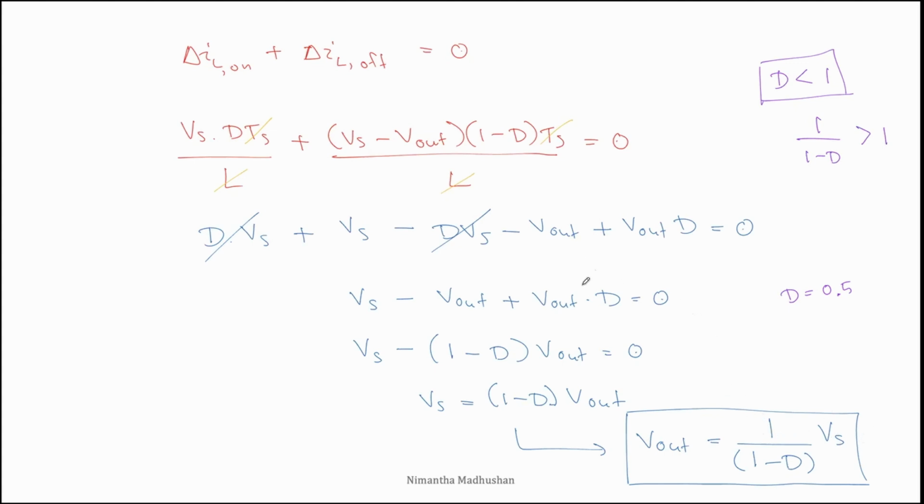And that is the operation of the boost converter and how we obtain the output voltage equation from the input voltage and the duty cycle of the switch. I hope you all understood the operation of the boost converter and how the output equation is defined.